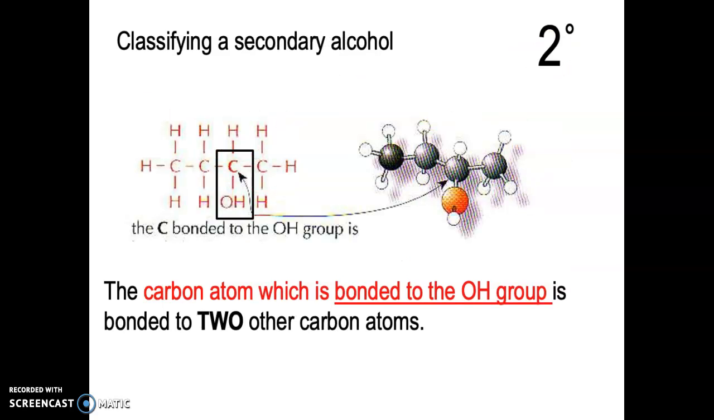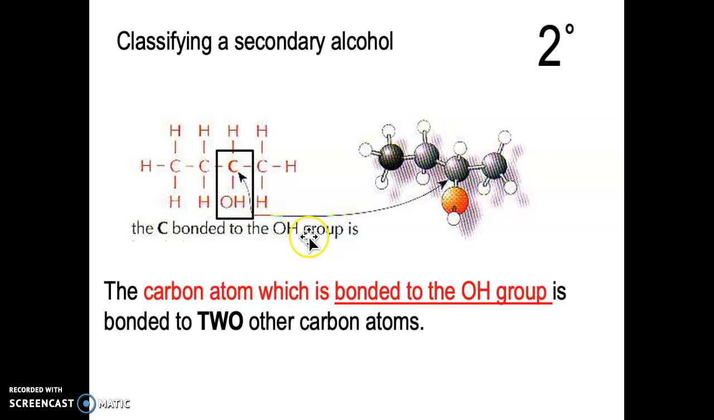Moving on to secondary. Again, focus in on the carbon with the OH group and count the number of carbons adjacent to that. Note the word adjacent means like neighbour. So it's got one carbon on the right hand side, a second carbon on the left, but the other bond is to an H. And another point, carbons only ever have 4 bonds, never more, never less. So you've got 3 other bonds you need to look at.